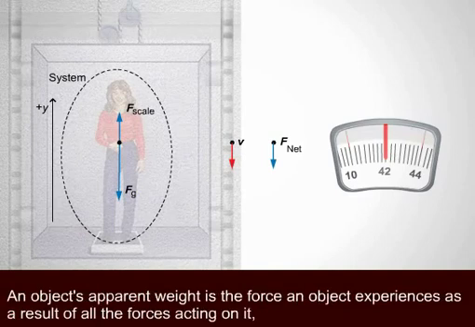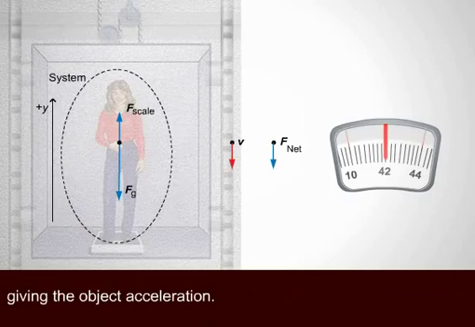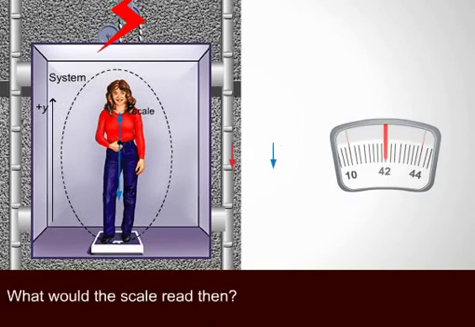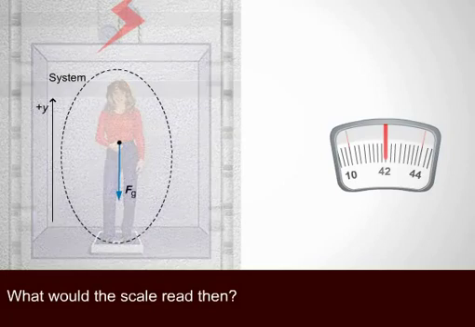An object's apparent weight is the force an object experiences as a result of all the forces acting on it, giving the object acceleration. Imagine that the cable holding the elevator breaks. What would the scale read then?